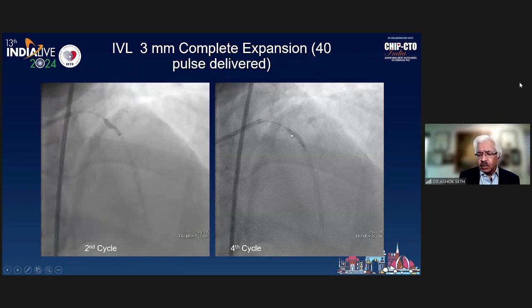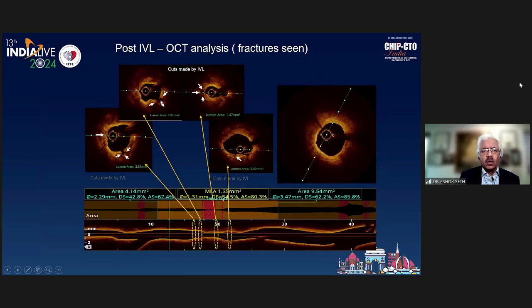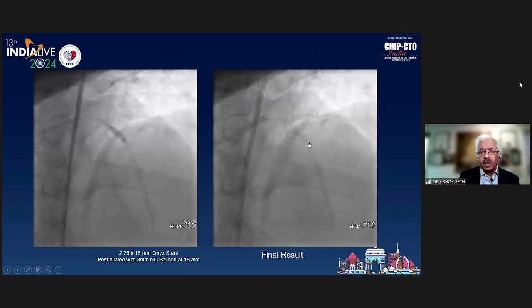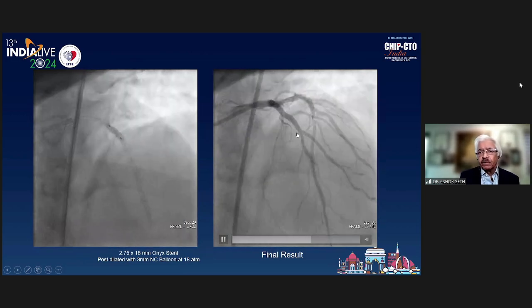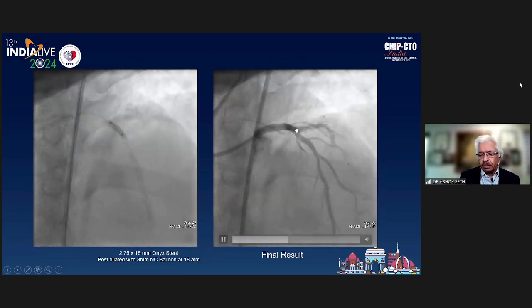So one takes an IVL, and at 40 pulses, you can see that the balloon opens beautifully, and I've done the lesion. So in this epicranial projection, I go in and do OCT analysis. I see lots of fractures, and I'm convinced that I will get a good stent expansion. And so therefore, I proceed to stent, and you can see how beautiful and enlarged this vessel is at that particular point.